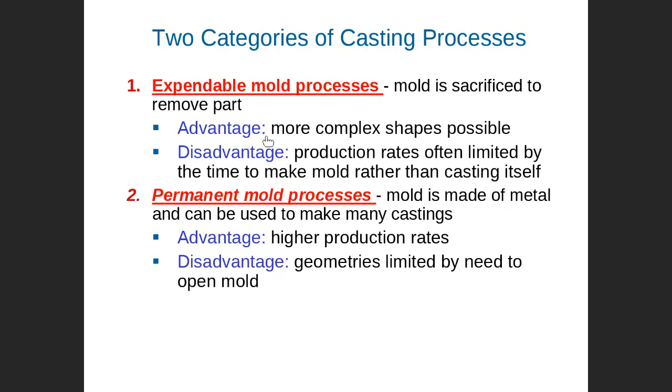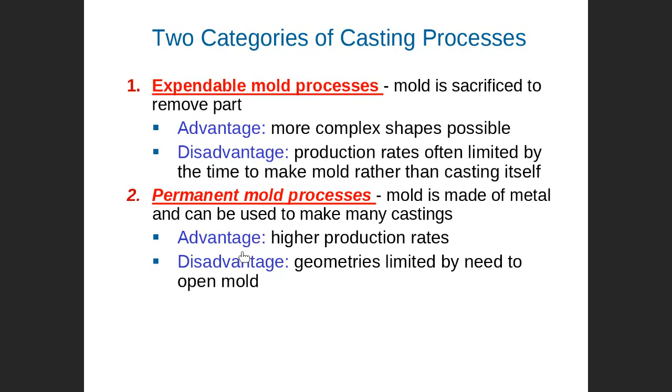However, a disadvantage of the expendable mold is that production rate is limited. Why limited? Because the time needed to make the mold is high. You have to consume more time to manufacture the mold, so production is limited by the time to make the mold rather than to cast. Casting itself doesn't take much time, but making the mold takes longer, so the production rate gets smaller.